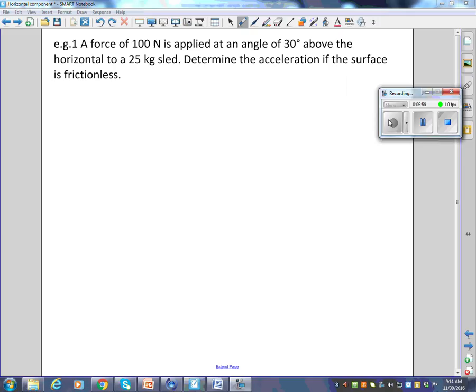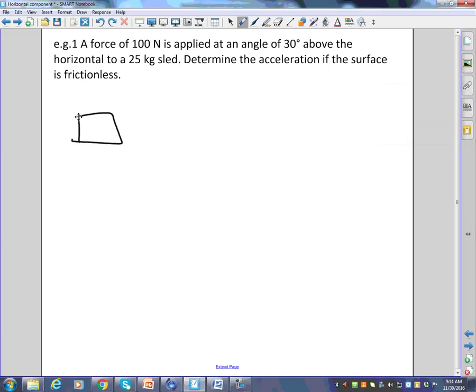A force of 100 newtons is applied at an angle of 30 degrees above the horizontal to a 25 kilogram sled. Determine the acceleration if the surface is frictionless. So let's draw that free body diagram, which you're going to draw right away. Now, just hold on. Just watch for a second.